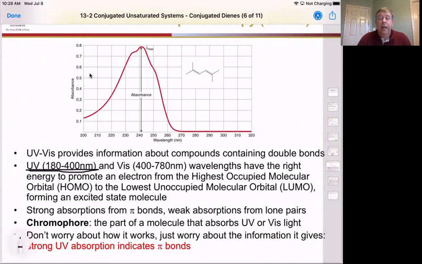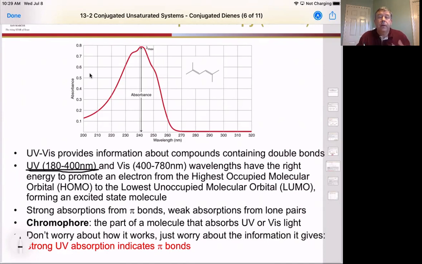What's happening there is the electrons in the outermost shells, or highest occupied orbitals, can be excited into empty orbitals above them using the light energy that hits them. So the bigger the gap between them, the more energy it's going to take. Therefore, we have strong absorptions for pi bonds because they're further out, and weaker absorption for lone pairs.